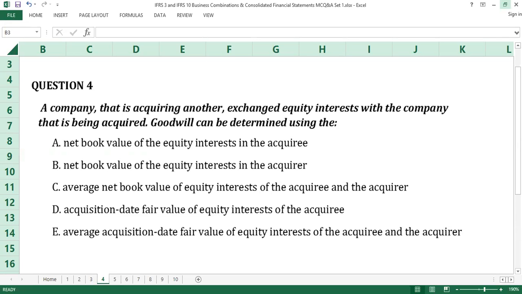Time up. The answer to question number 4 is D, acquisition date fair value of equity interest of the acquiree. This is the provision of IFRS 10 towards the determination of goodwill in line with paragraph 33 of IFRS 3, which in itself is the standard that deals with the actual business combinations. The result of the concessions made under IFRS 3 is presented in the consolidated financial statements required under IFRS 10. D is the answer to question number 4.